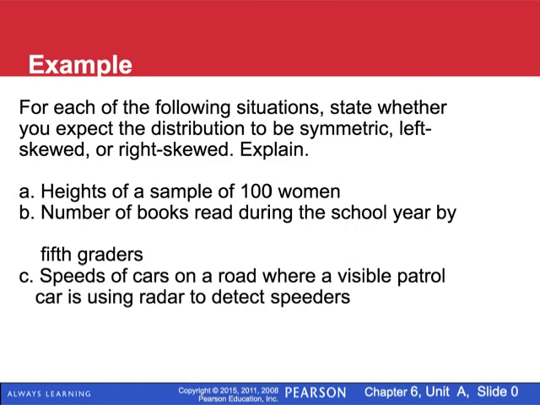For these examples, we're just going to talk about whether we would expect them to be symmetric, left skewed, or right skewed. The first one is A, heights of a sample of 100 women. Second one, number of books read during the school year by fifth graders. And third, speeds of cars on a road where there's a visible patrol car. Go ahead and pause the video and take a minute to think about whether you think these would be symmetric, left skewed, or right skewed.